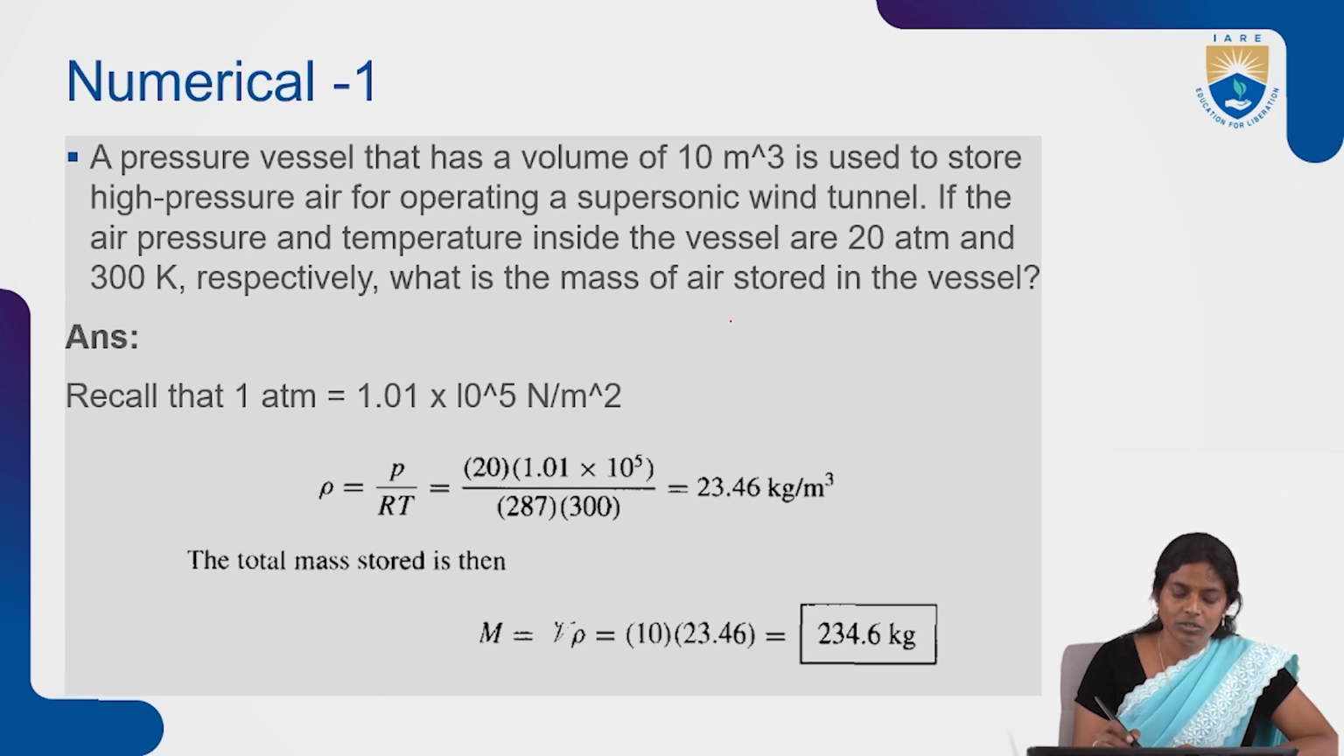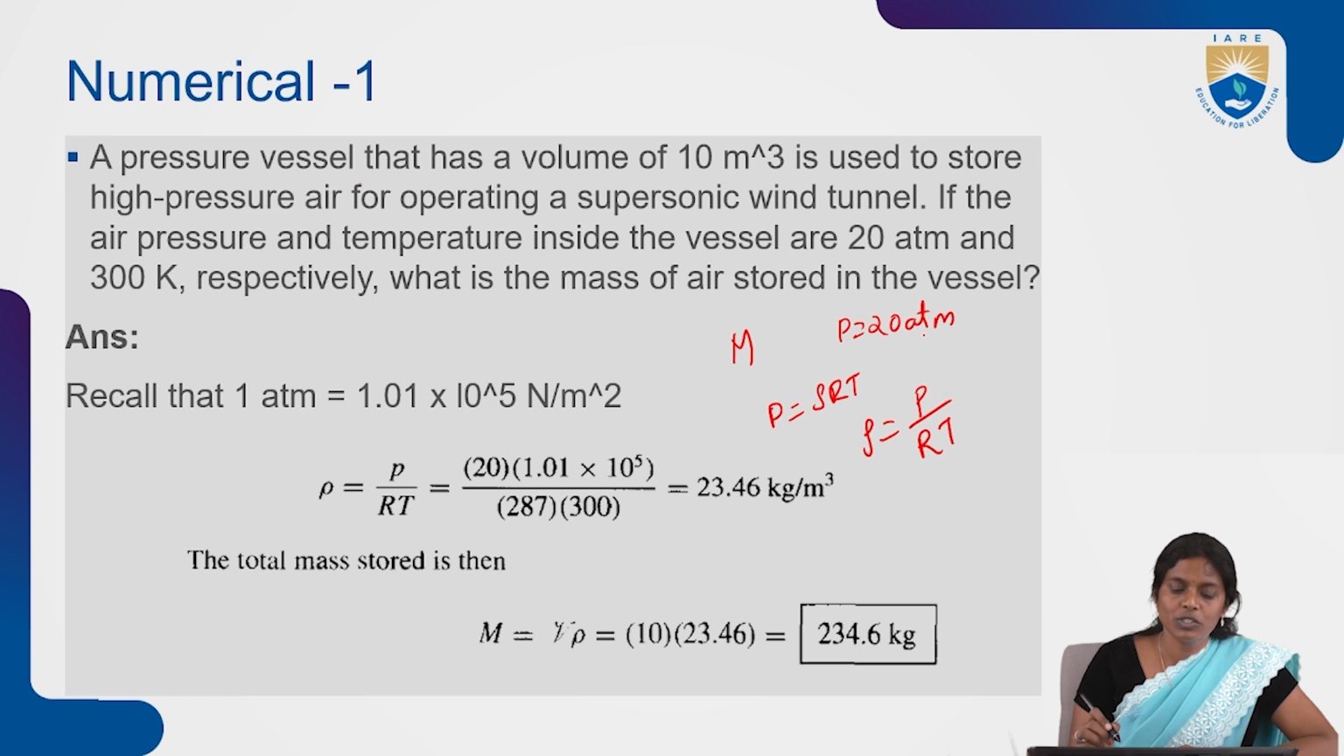So, they are asking us to find out the mass of air stored in the vessel. Now what we know: 1 atmosphere equals 1.01 into 10 power 5 Newton per meter square. This one we already know. We know the formula P equals rho RT, right? So from this, what can we write? Rho equals P by RT. Now, what have they told? They have given the air pressure and temperature. P equals 20 atmosphere.